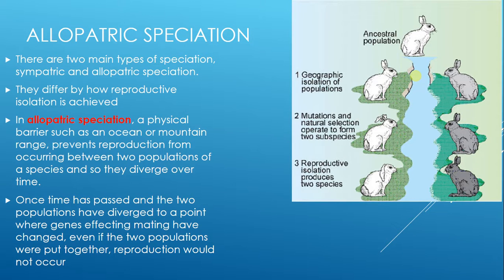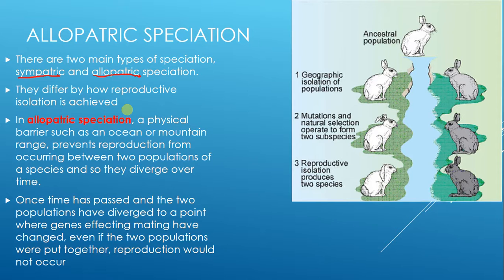So, if we have reproductive isolation, how can we actually form a new species? There are two main types of speciation called sympatric and allopatric speciation, and they differ by how reproductive isolation is achieved. In the first type, allopatric speciation, a physical barrier, such as an ocean or a mountain range, prevents reproduction from occurring between two populations.